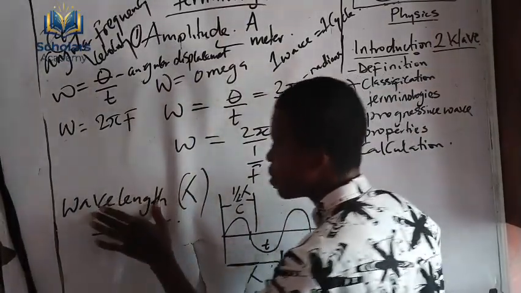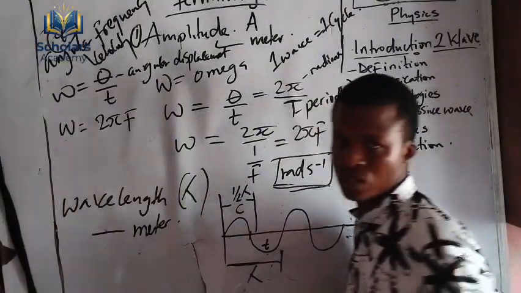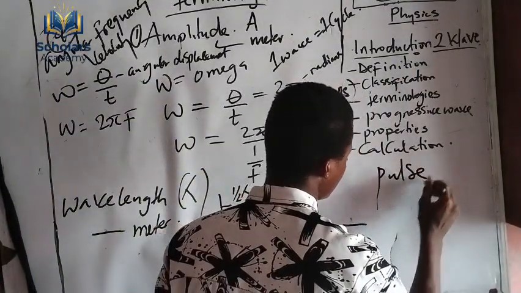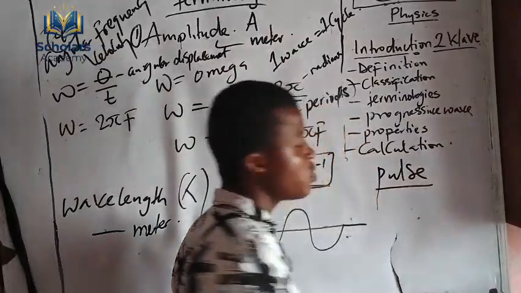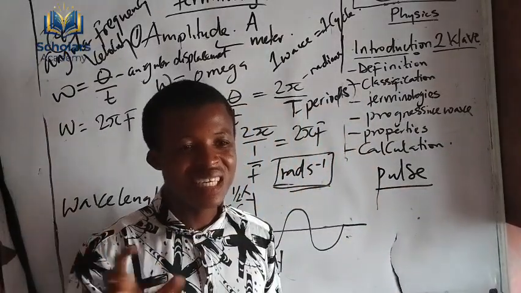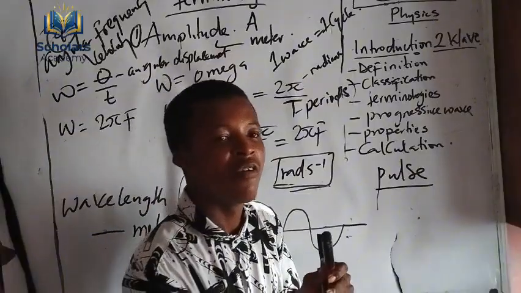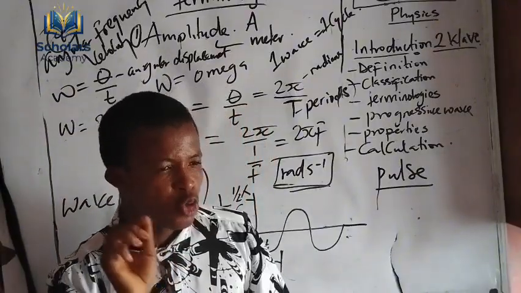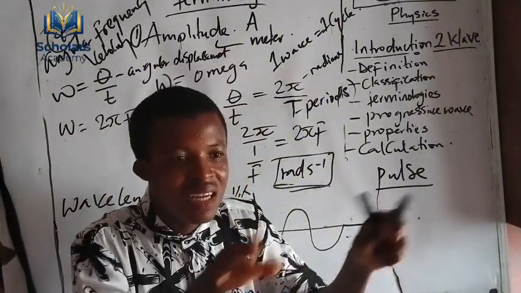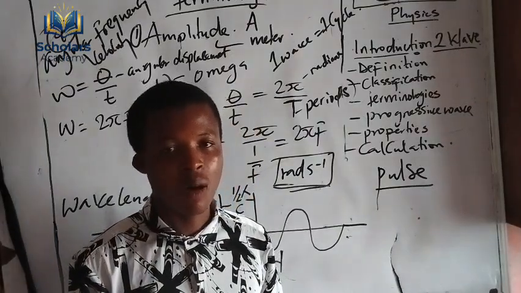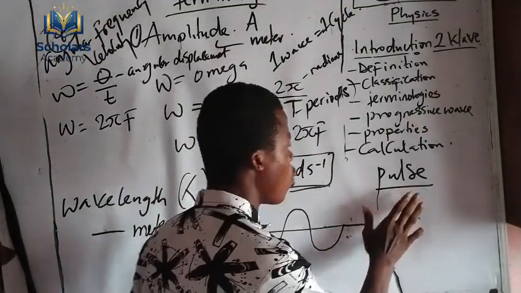So that's everything about wavelength. The next thing we're going to talk about is pulse. Let's talk about that quickly. Now when we say pulse, pulse is just like a sudden increase with a rapid fall. Let me give you an example. When you throw a stone into water, you will notice that the ripples will suddenly increase. Then after it, it will die down. That's what we call pulse.